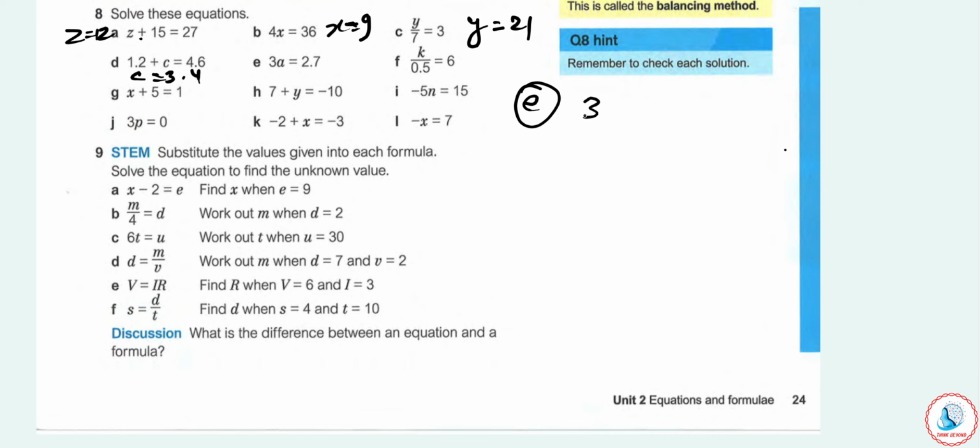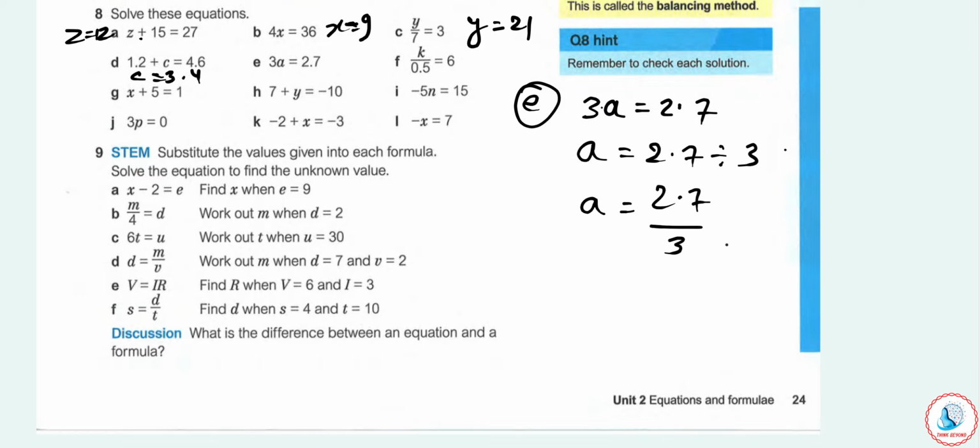Question number E says 3A is equals to 2.7. We have to get the value of A. 3 is in multiplication with A, so on the right hand side it will be in division, or you can write it like this also, 2.7 over 3. So divide it and tell me the answer. 2.7 divided by 3 is 0.9. So the answer is A is equals to 0.9.